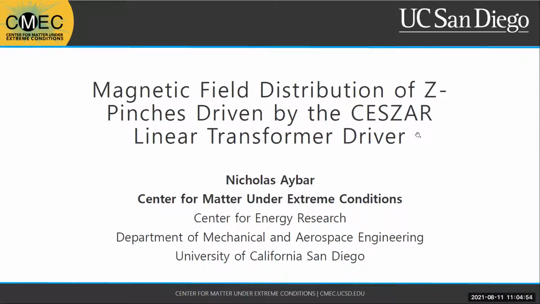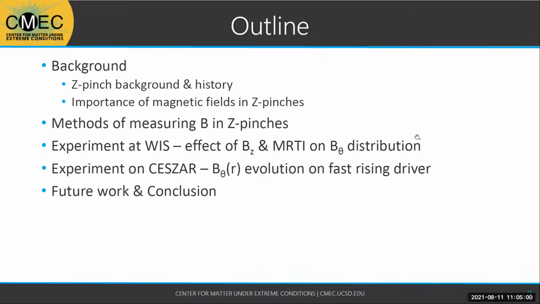So as Farhat said, I'm going to be talking about magnetic field distributions of gas puff Z pinches on the CESZAR driver. And here's the outline of what I'm going to be going over. Before I get into our experiments and results, I'm going to give some context and provide a little bit of background about Z pinches. I know we typically have a diverse group, so everyone's probably heard of Z pinches, but I'll go over that background and why we want to measure magnetic fields. And then I will talk about different ways of actually measuring magnetic fields in Z pinches and why spectroscopy is attractive and what it can tell us.